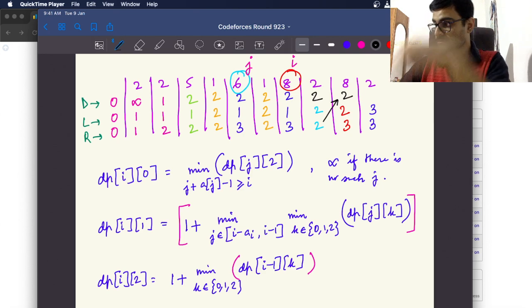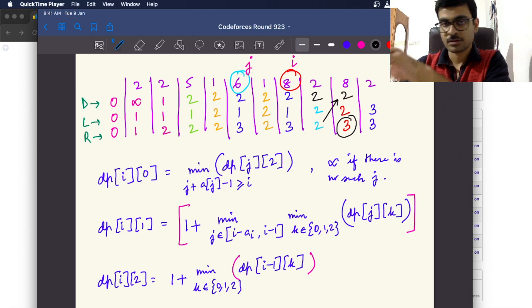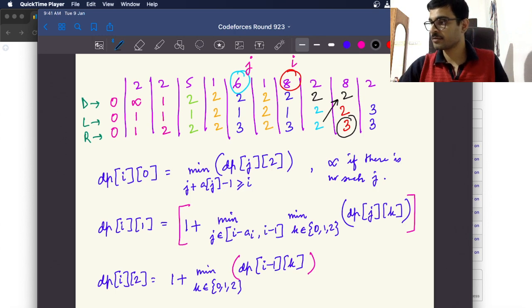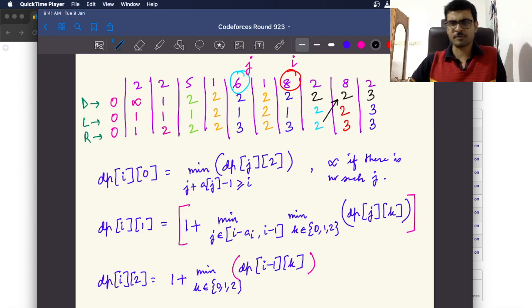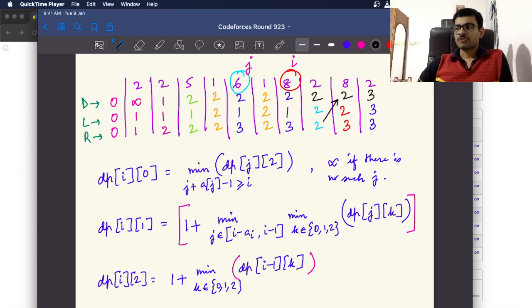So this 3 can participate, this 2 cannot participate because j plus aj minus 1 is not going to satisfy, is not going to cover I. So this 3 is going to participate. What else? This 3 can also participate, nothing else. So 3, 3, all are 3, so I'll get this 3 over here. I don't remember what it was before, but anyway, I'm getting the 3 from here.